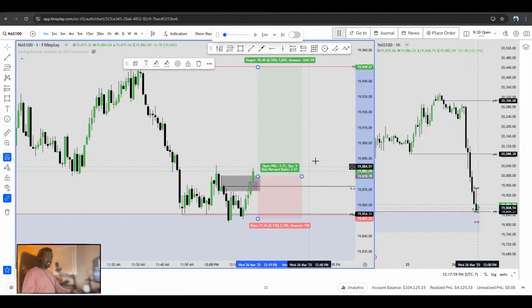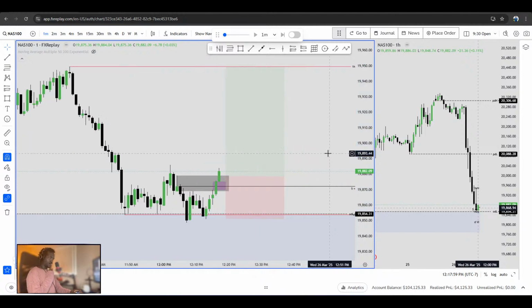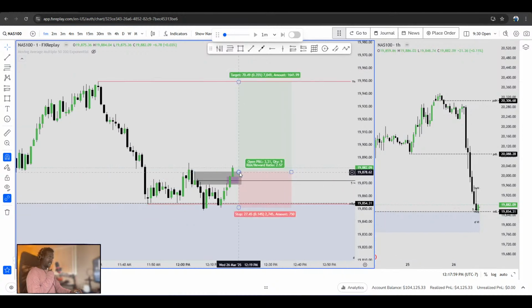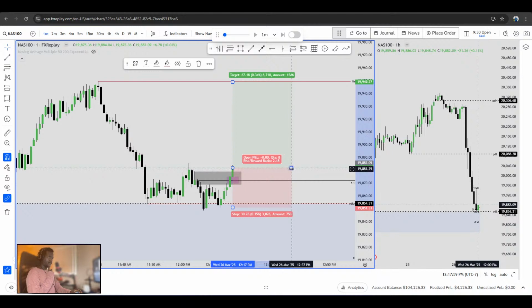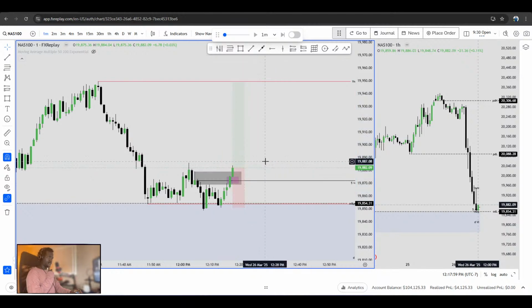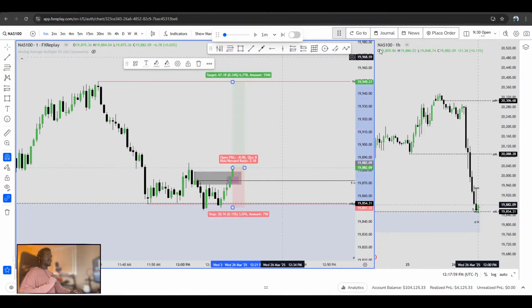So in this case, I'm going to divide this entry like we did the other one. So I'm gonna do 3 entries here. I'm gonna do a first entry. My main entry is gonna be right there.